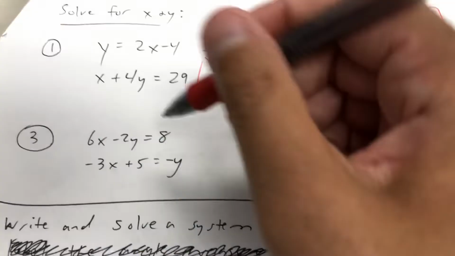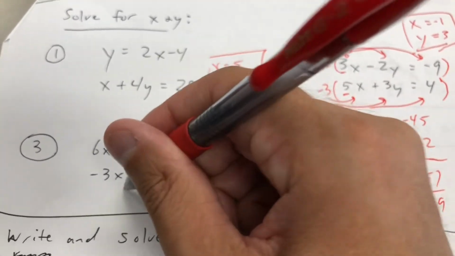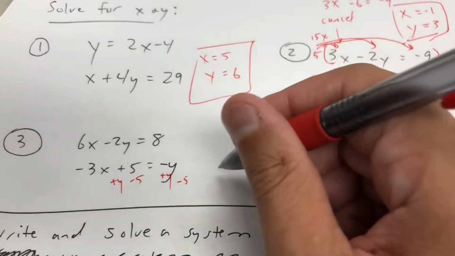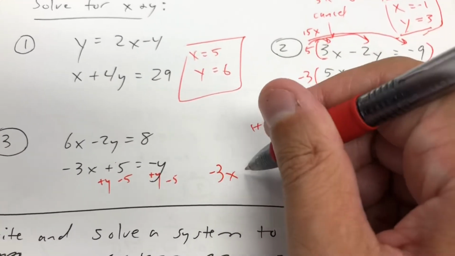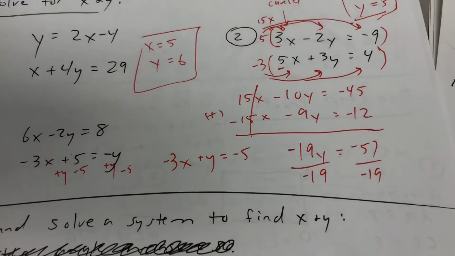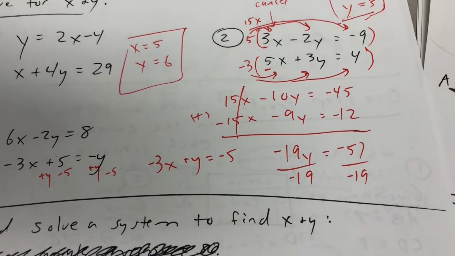That second equation, I need to move the y over here by adding y to both sides. And I need to move the 5 to the other side by subtracting 5 from both sides, and that's a mess. We're going to get negative 3x plus y is equal to negative 5. And that's the new equation that I'm going to use for that second part.